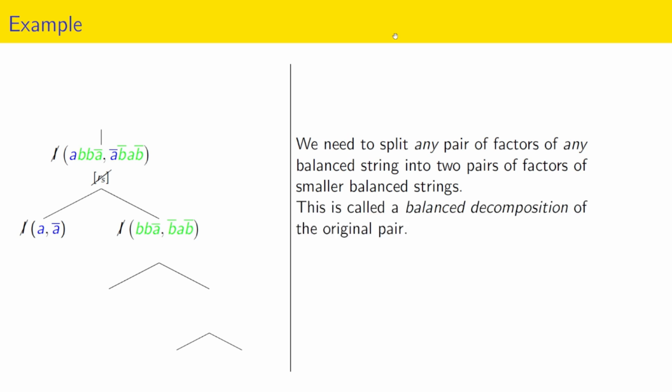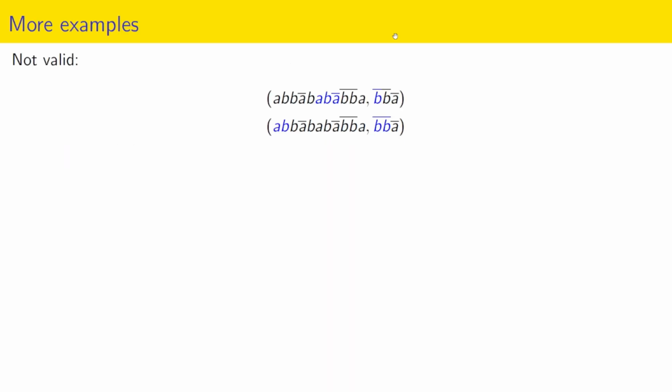And I will call this a balanced decomposition. So I'm given two factors which are together balanced, and I need to find four factors, two by two balanced. And then I will call this a balanced decomposition of the original pair.